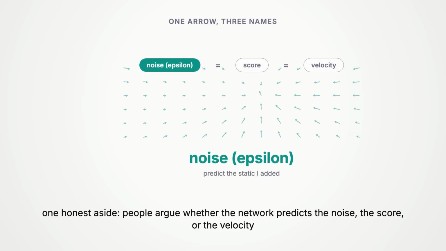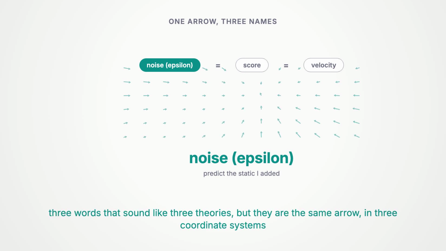Now one honest aside, because it saves you real confusion the moment you read anything about this. If you go look under the hood, you will find people arguing about whether the network predicts the noise or the score or the velocity. Three different words and they sound like three different theories. They are not. They are the same arrow, written in three coordinate systems.